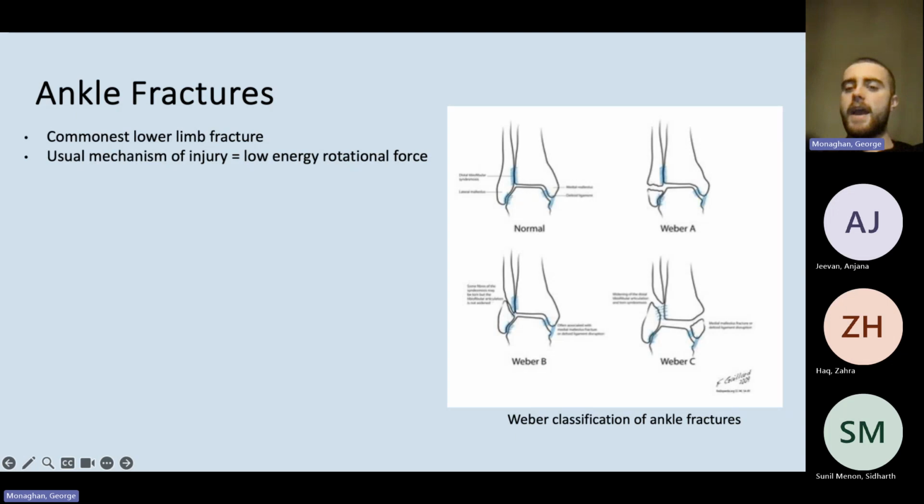The top right is a Weber A, which is below the joint line, the syndesmosis. It's hard to point out, but the syndesmosis is where the tibia and the fibula join and the whole joint comes together. So below that joint line, it's a very stable fracture because the syndesmosis is still intact. Then we've got Weber B, which is at the joint line I was talking about, and that can be stable, it can be unstable.